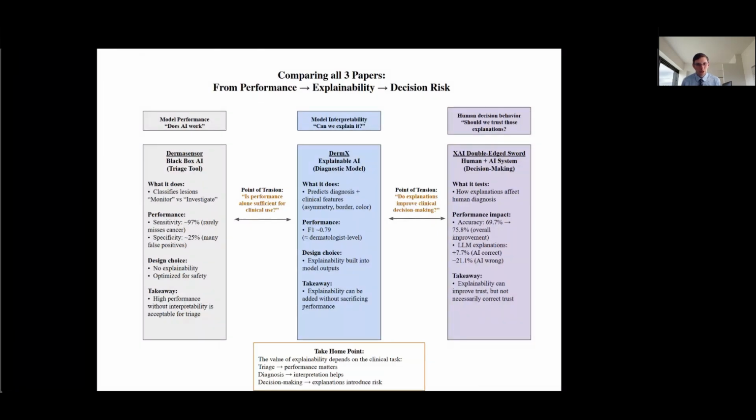All right, that concludes this month's AI Journal Club. Again, we talked about explainable AI in dermatology and how it progressed from black box to interpretable models and some of the benefits and downsides of using explainable AI.